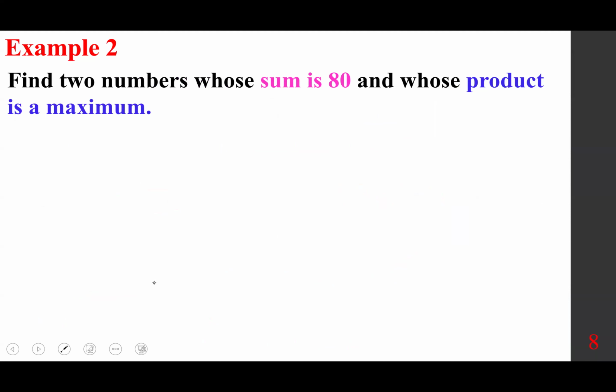Find two numbers whose sum is 80 and whose product is a maximum. First, we're going to define the variables. We don't know the numbers. Let's call them x and y.